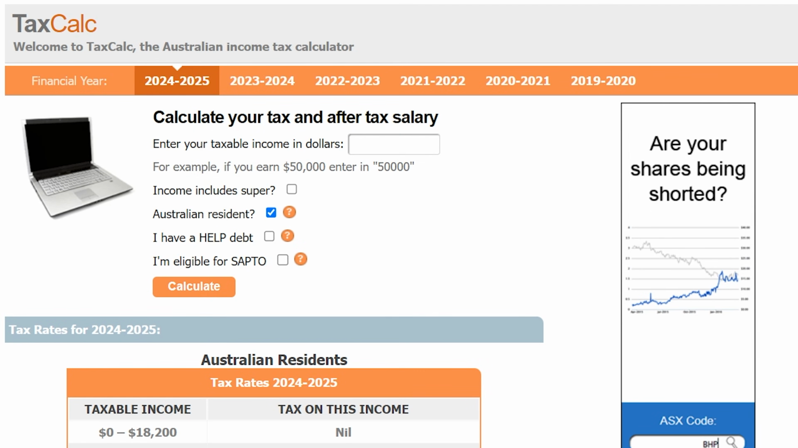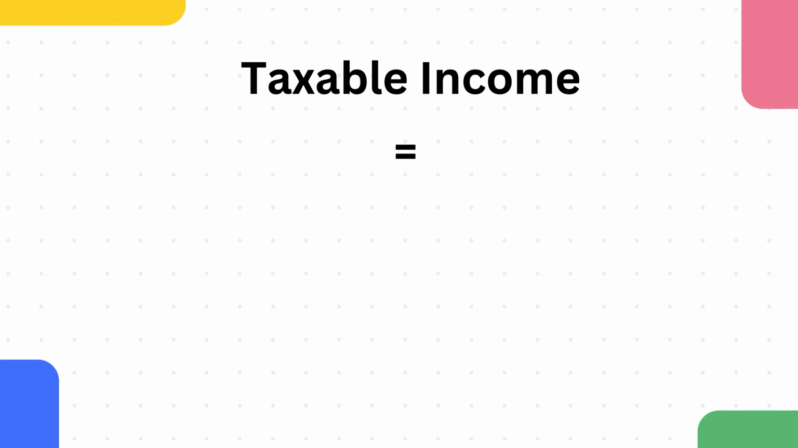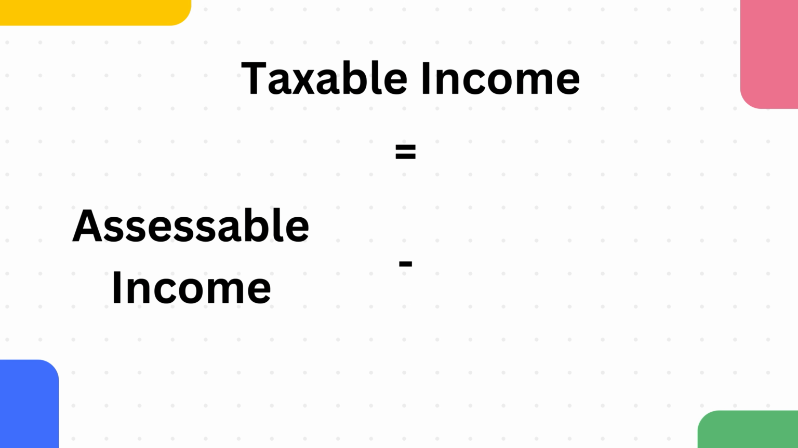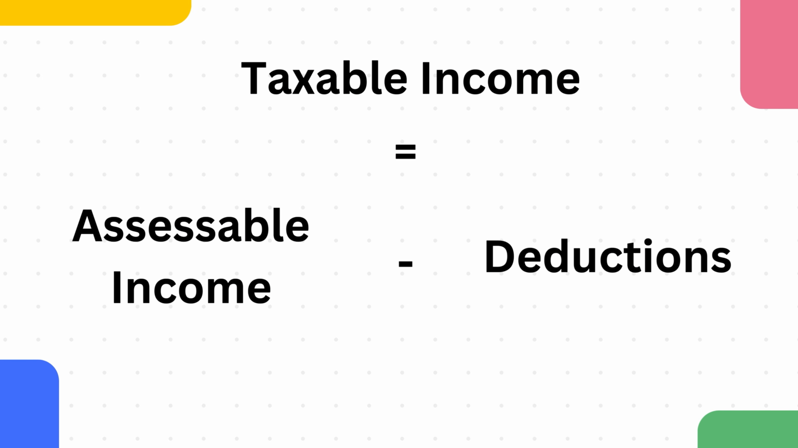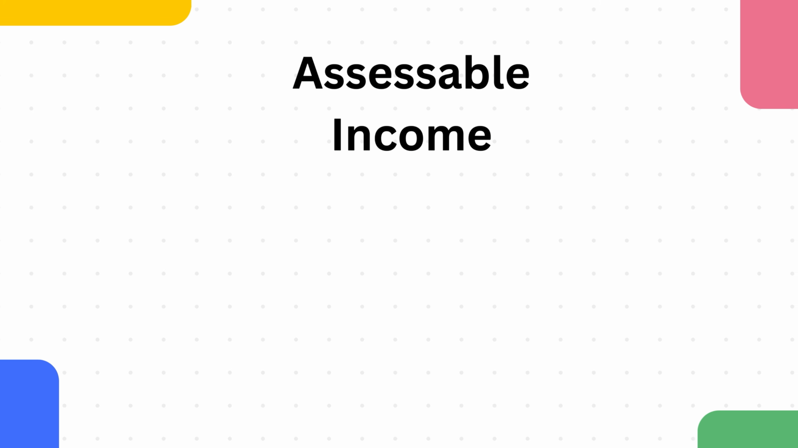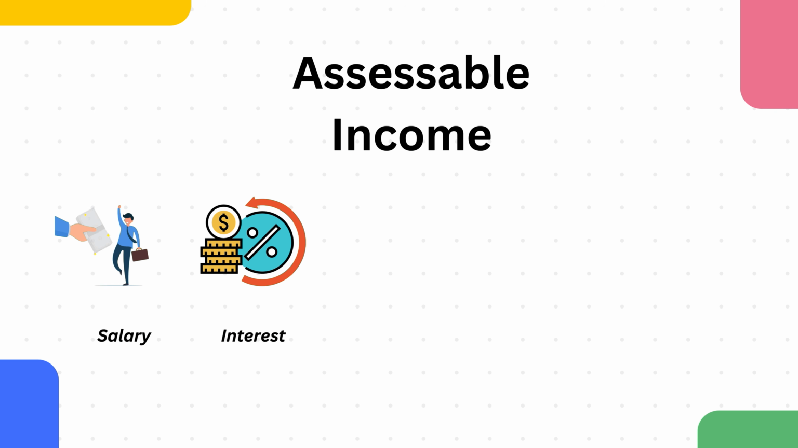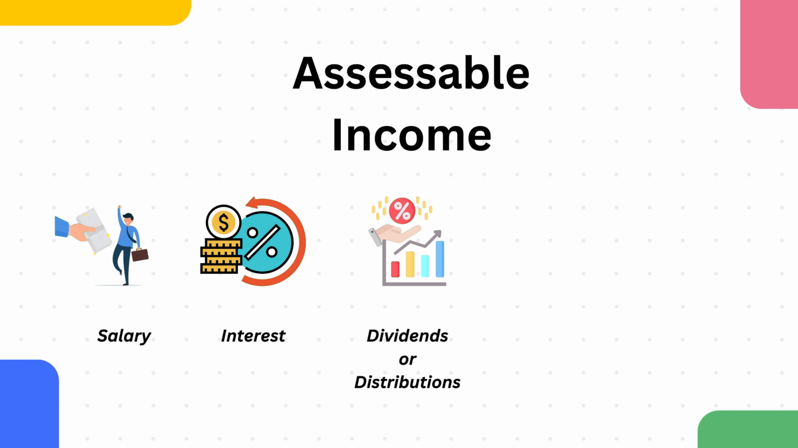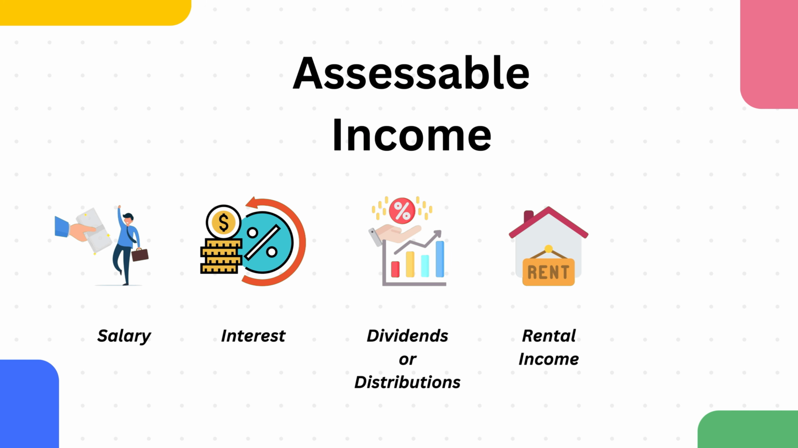Now, one of my favorite tax calculators is TaxCalc. It's free and super easy to use. All you need to do is plug in your taxable income. But wait, what exactly is taxable income? Taxable income equals your assessable income minus any deductions. Assessable income is the total of all your income sources, including salary, interest from savings, dividends or distributions from investments, rental income, and so on.